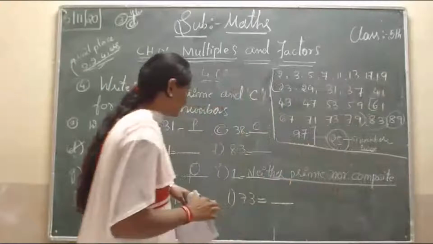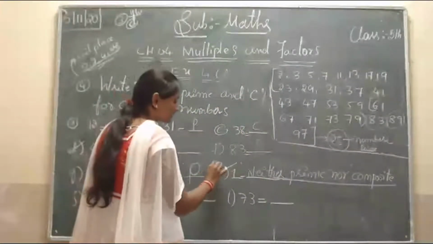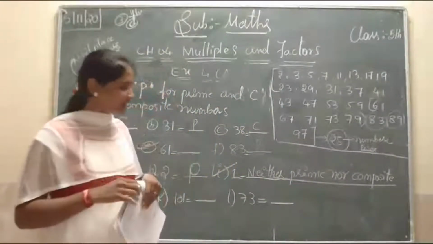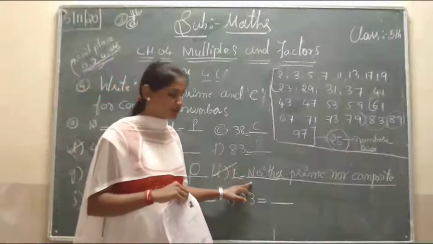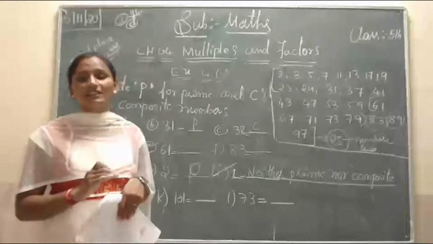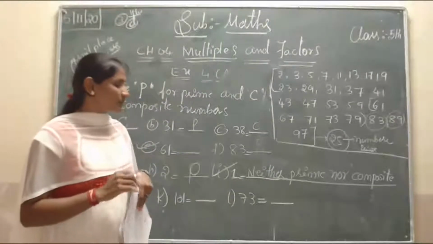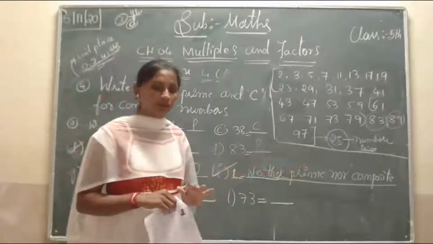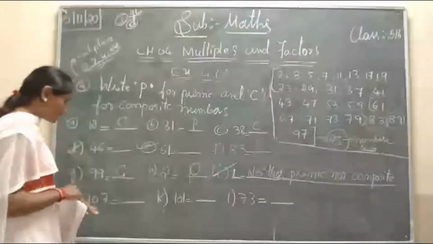Students, you can observe this. Keep this in mind, don't forget, this is very important. This is a question: 1 is neither a prime number nor a composite number.